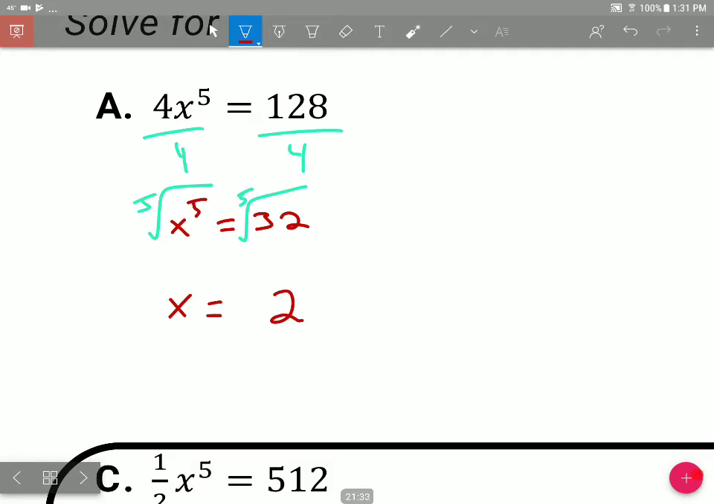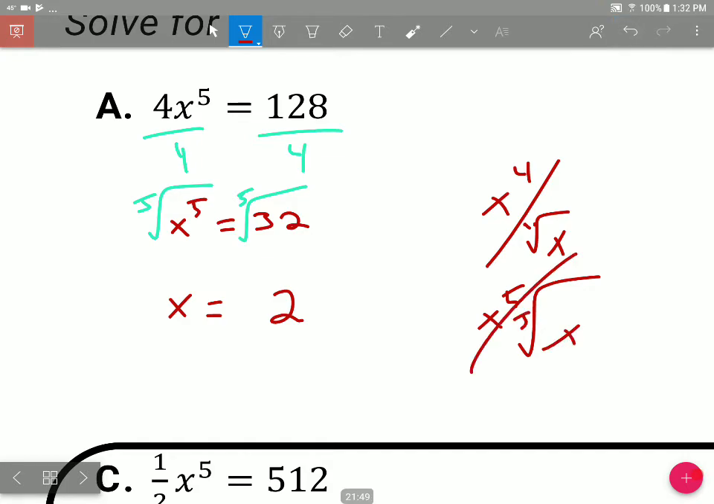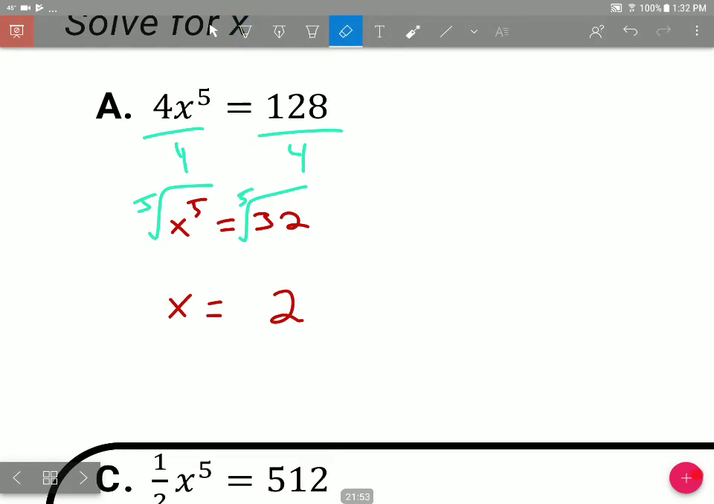Why did you put the 5th root? Because they cancel each other out. The opposite of an x to the 4th is a 4th root. The opposite of an x to the 5th is a 5th root. They cancel each other out, so it's always going to be the same number. Exactly. They cancel each other out just like that. So that's your answer.